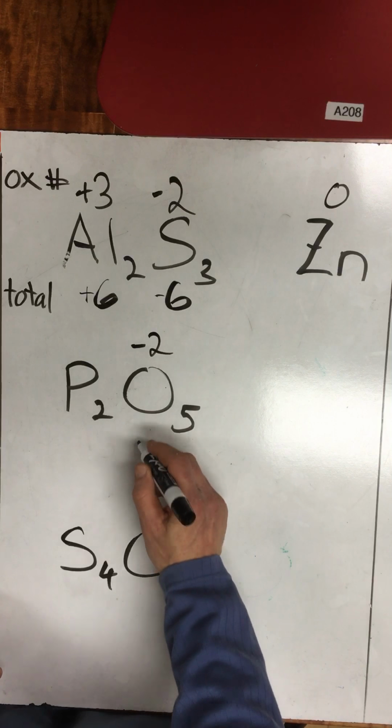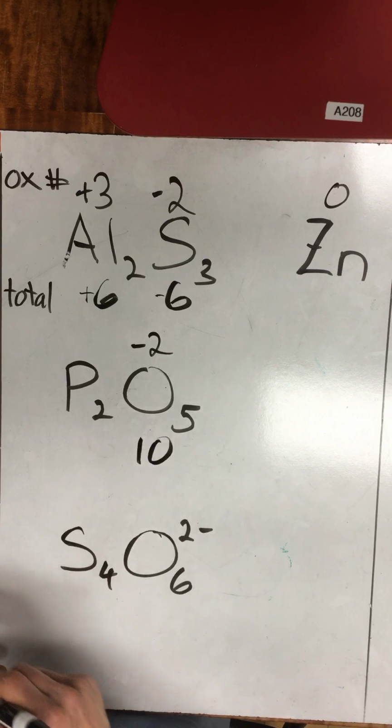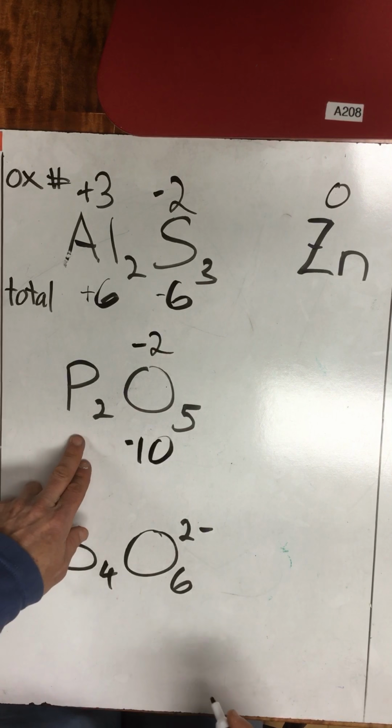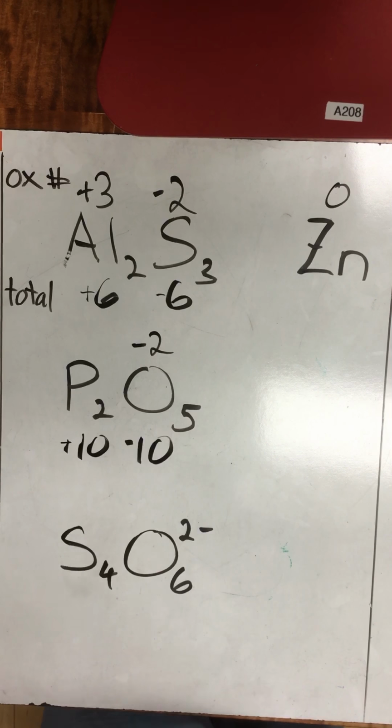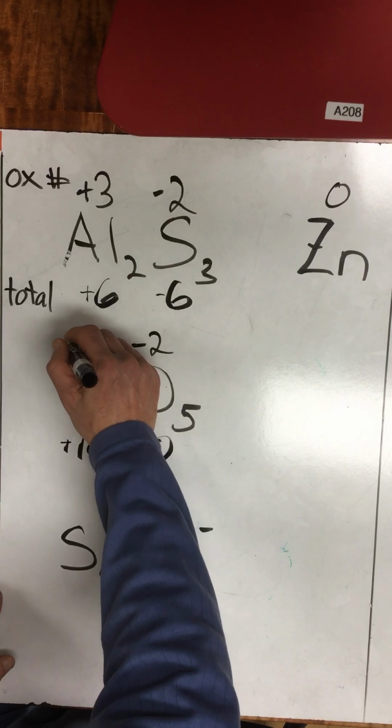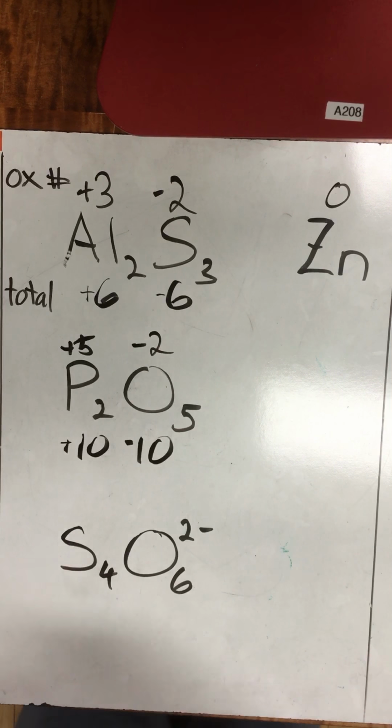Right? So there are 5 oxygens, so the total there is -10. Which means we need a total of +10 from phosphorus to make it neutral. And because there are 2 phosphorus, each phosphorus is going to be +5. All right. Next example is a polyatomic ion.